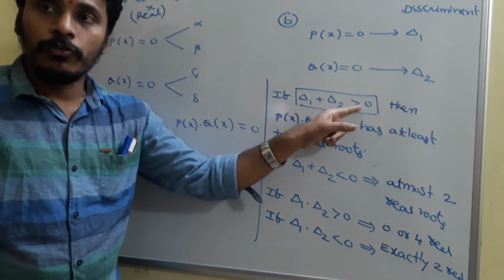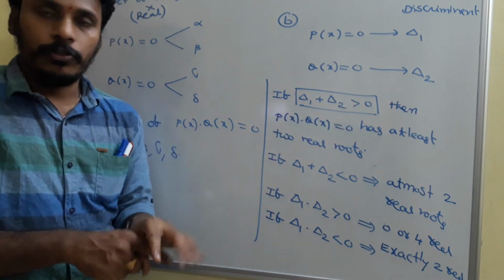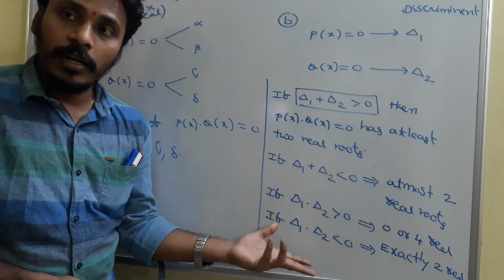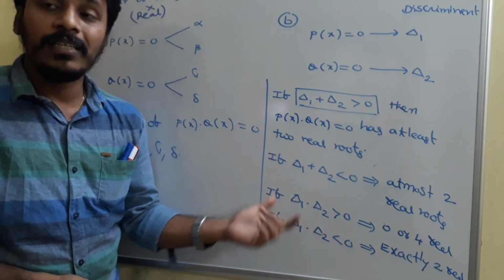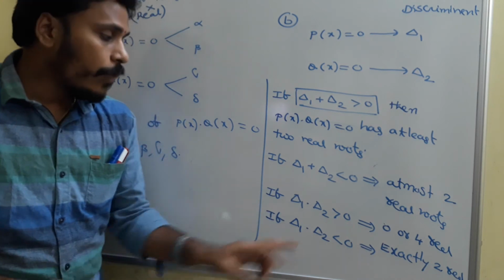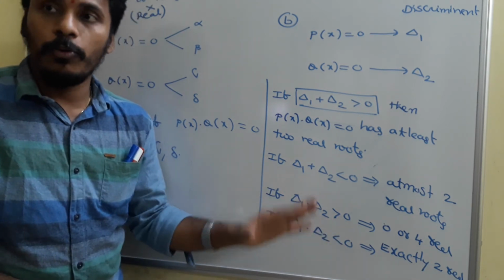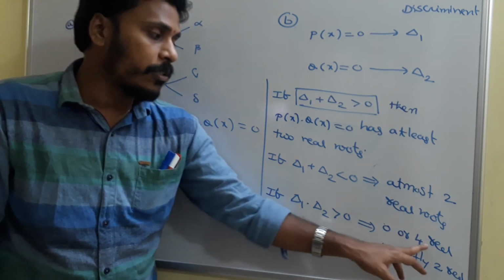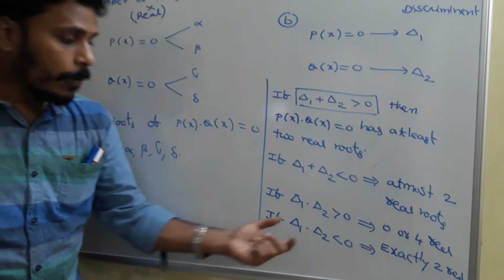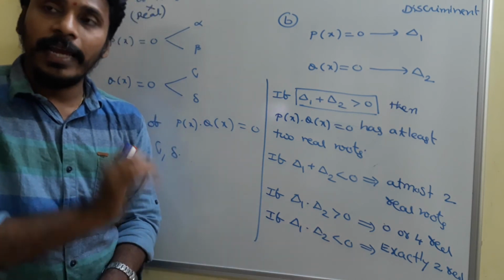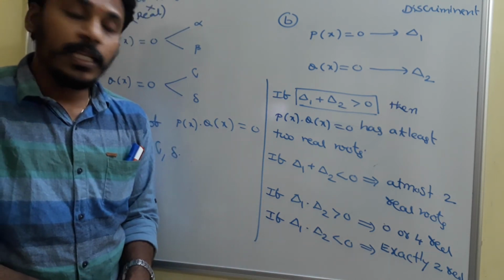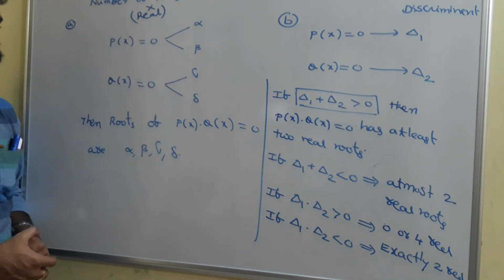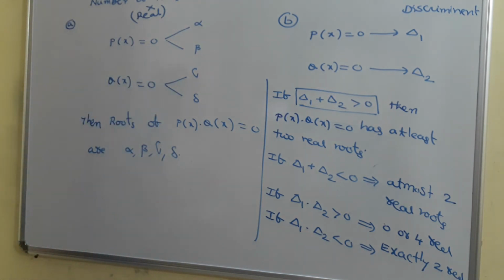If the sum is positive, both are positive or one is positive. That means it has at least 2 real roots. If the sum is negative, both are negative or one positive, one negative. In the sense it has at most 2 real roots. If the product is positive, both positive or both negative. Both positive means 4 real roots, both negative means 0 real roots. So it has two options, either 0 or 4 real roots. If the product is negative, exactly one positive and one negative will happen. In the sense it has exactly 2 real roots. Just have a look. This is one particular situation, and we will have different problems related to this.